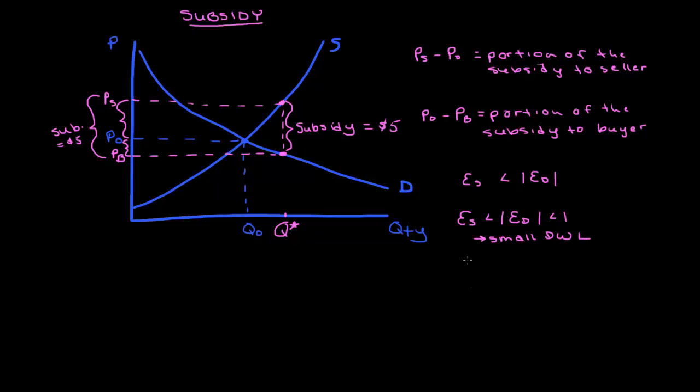If, however, you had a situation where price elasticity of supply is less than the absolute value of the price elasticity of demand, but both of these are greater than 1, meaning both are price elastic, you still have the seller receiving a majority of the benefit, but this time you're going to have a large deadweight loss.